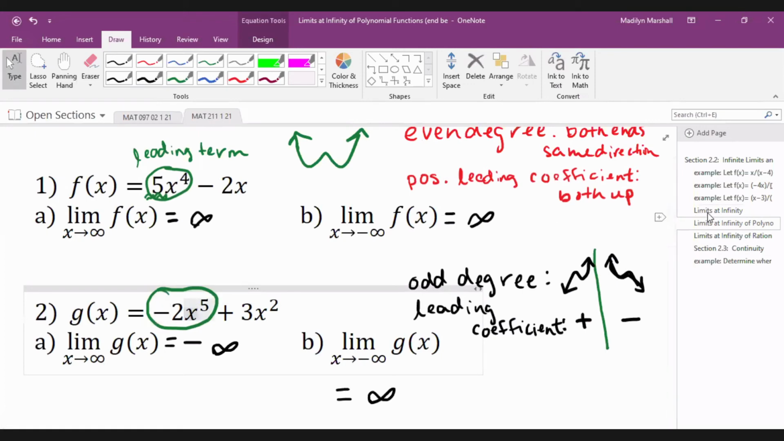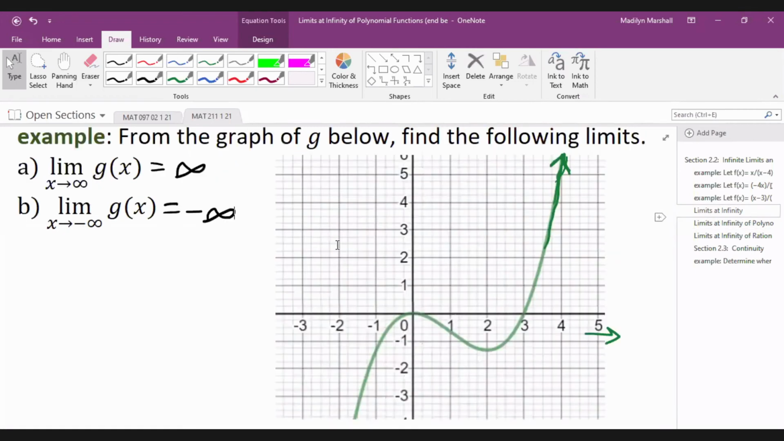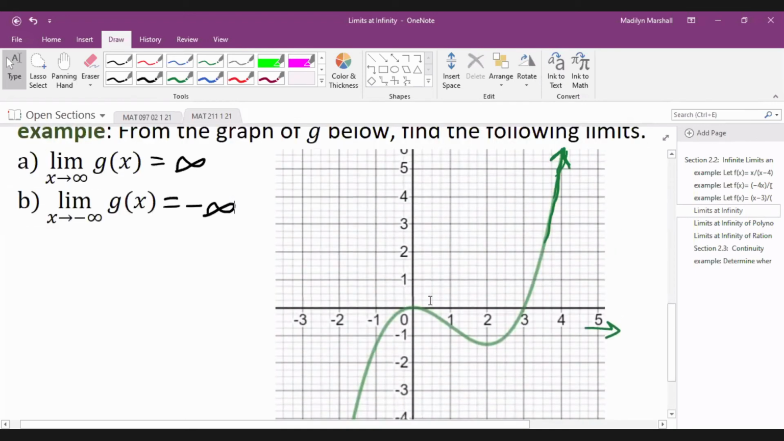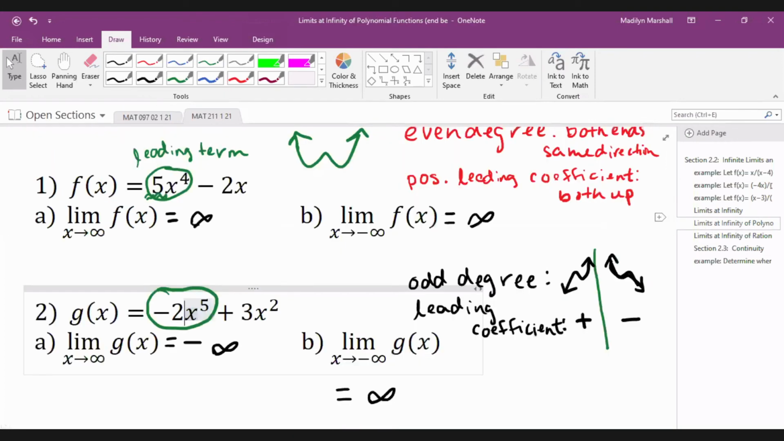Although if we go back to the graph that we started with, we don't have the equation for this one, but it would have a positive leading coefficient since it's going up overall. So this one did have positive infinities together and negative infinities together. And we can look at the graph of these real quick just to confirm what we're seeing.